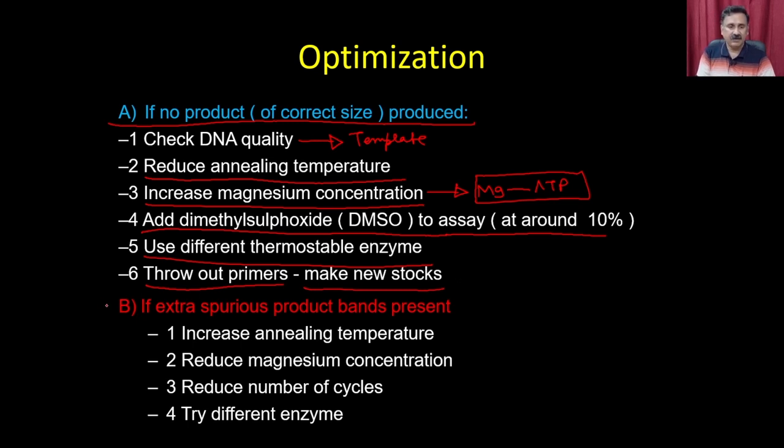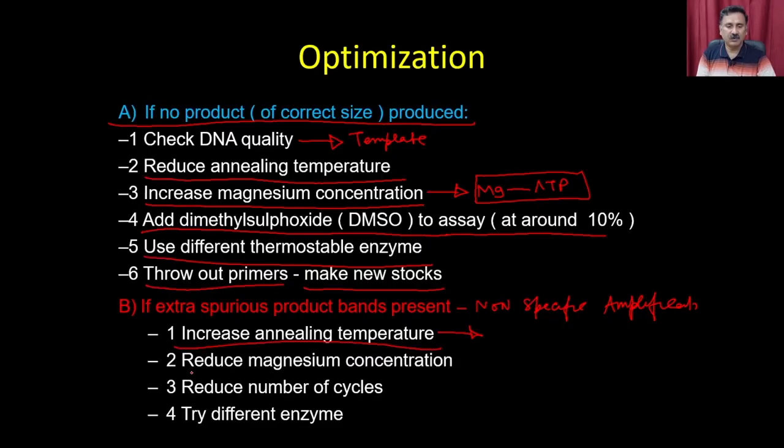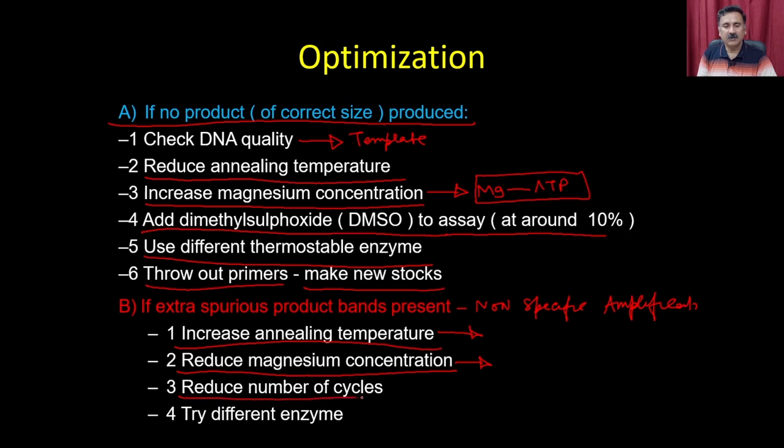The second condition is in case you are getting non-specific amplification. If you are getting non-specific amplifications, then you have to increase the annealing temperature. If you increase the annealing temperature, only at the points where you have specific interactions is it going to work. You can reduce the magnesium concentration. If you reduce the magnesium concentration, the Taq DNA polymerase is not going to work optimally, and that's how it is going to work with those templates only where the interaction is very strong. You can reduce the number of cycles.